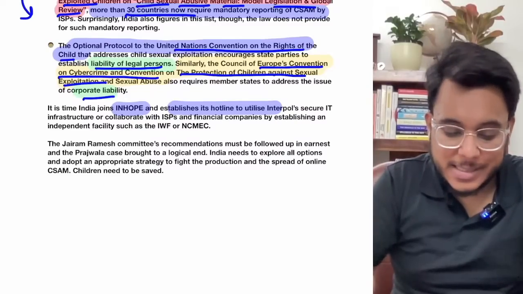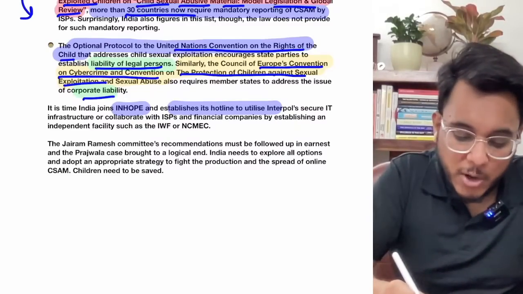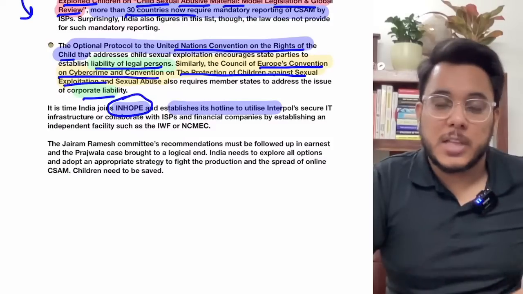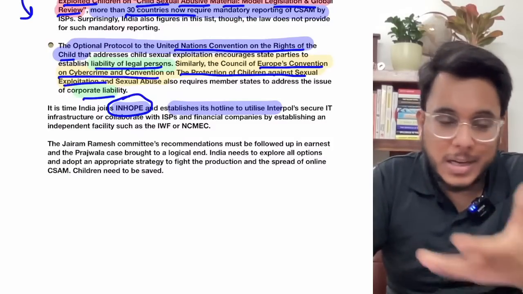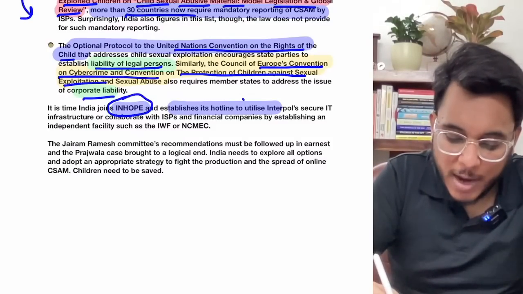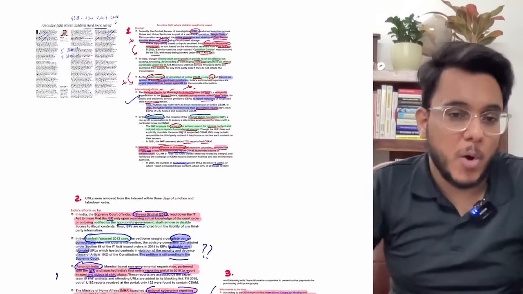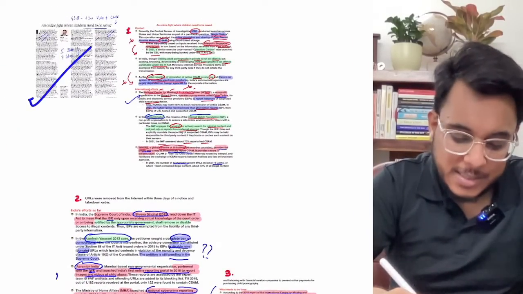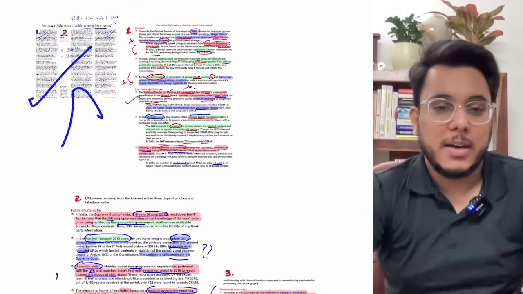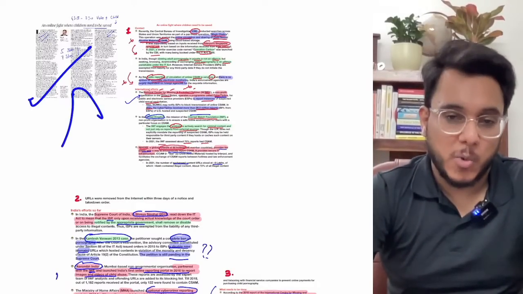Now the article is saying that it is time India should join INHOPE, which is a consortium of 50 hotlines across 46 countries, and it should have its own hotline to coordinate the issues related to child pornography. So guys, these are all the points that have been provided. Fine, I hope that you have understood this particular article.